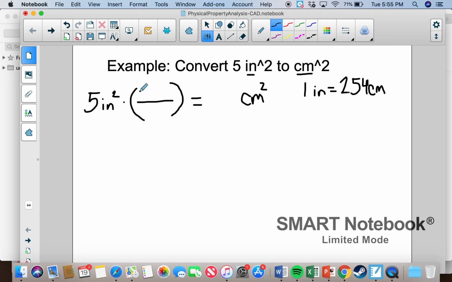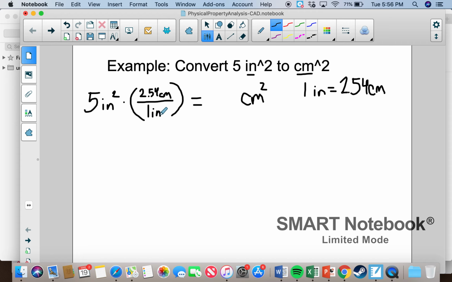So I have to write 2.54 centimeters over 1 inch. I don't want to write the other way around, 1 inch over 2.54 centimeters, because I want my inches in the bottom to cancel out with my inches on the top over here. So I want 2.54 centimeters over 1 inch.